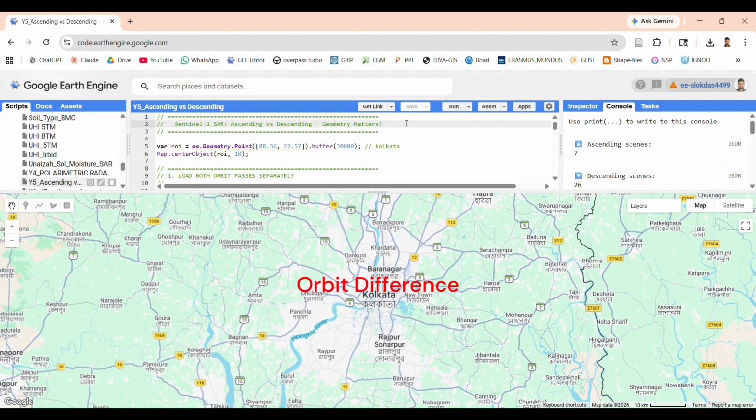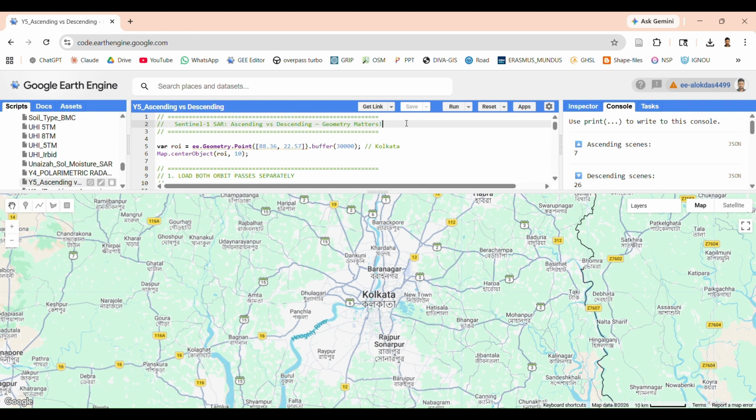After that, we calculate the orbit difference by subtracting descending data from ascending data. And this helps us understand where and how the satellite sees the surface differently just because of the change in viewing direction. Then we create a combined composite where we merge both ascending and descending data. This is very useful because each orbit has its own blind spots, and by combining them, we get a more complete and reliable SAR representation.